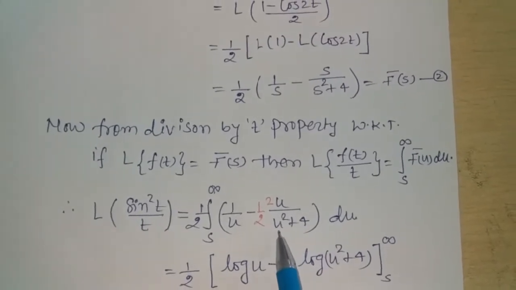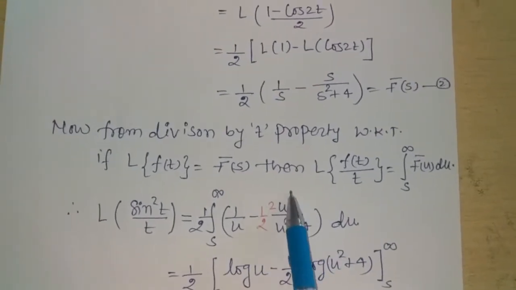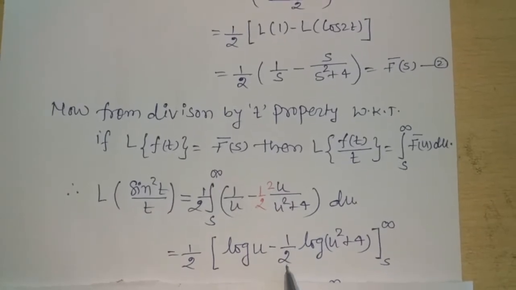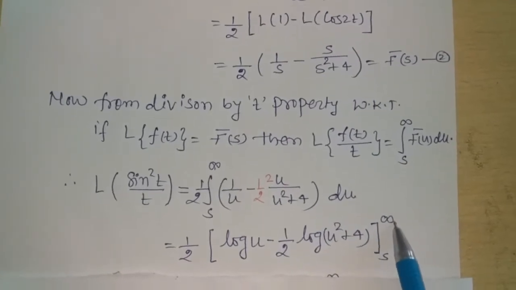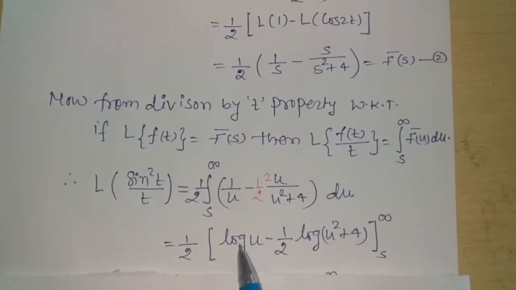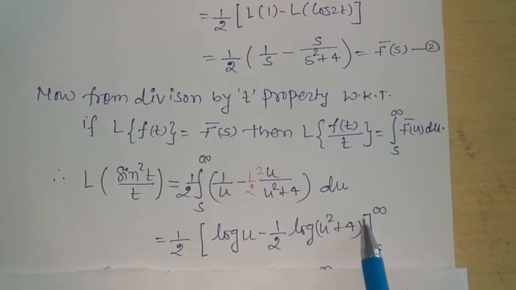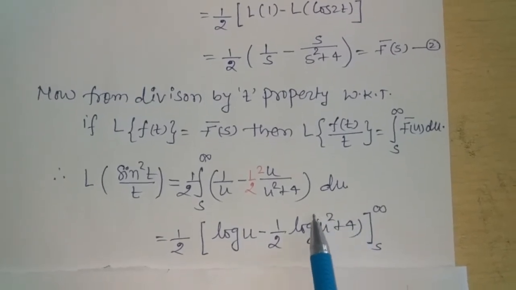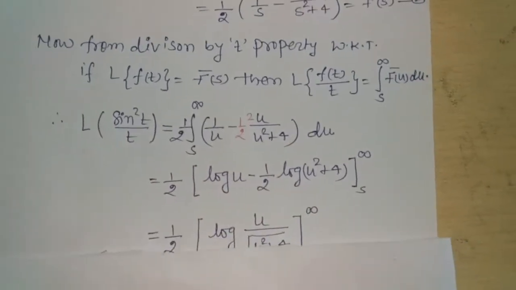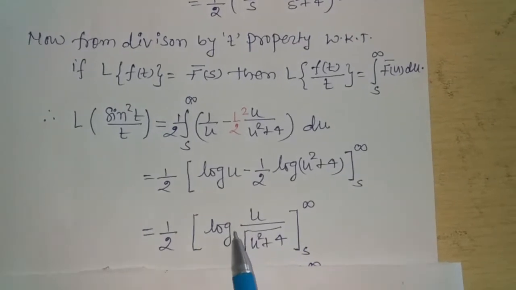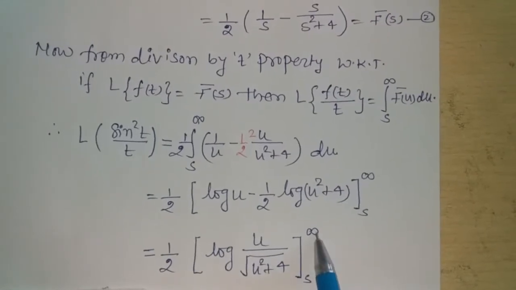Here if u square plus 4 is t, then 2u du is dt. So dt by t, and integral of dt by t is log t, so we get 1 by 2 log, and t is what? u square plus 4, s to infinity limit of integration. Now here we apply the property of log. The multiple 1 by 2 goes in the power of this expression, and half power is the square root, and then log m minus log n is log m by n. So we get 1 by 2 log u upon square root of u square plus 4, s to infinity.